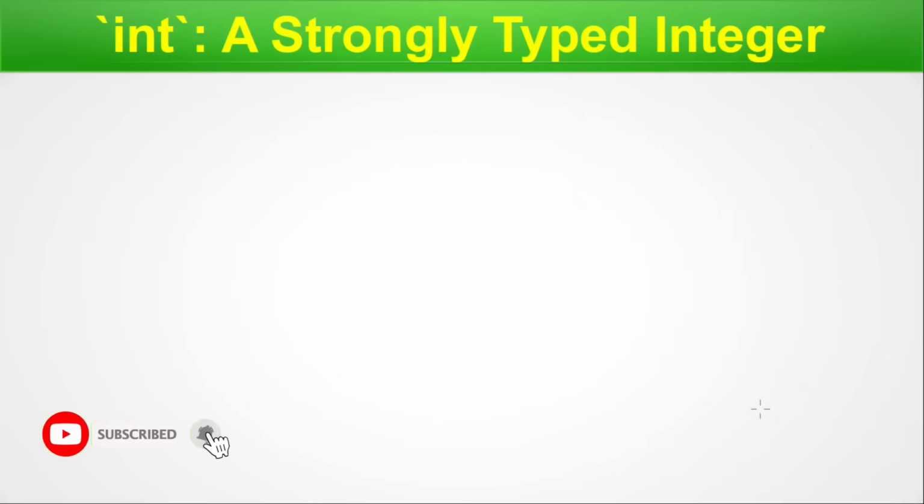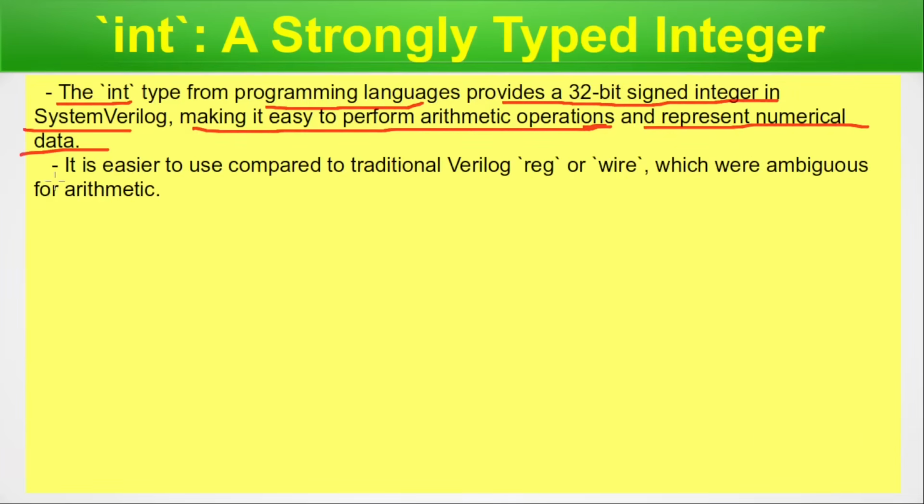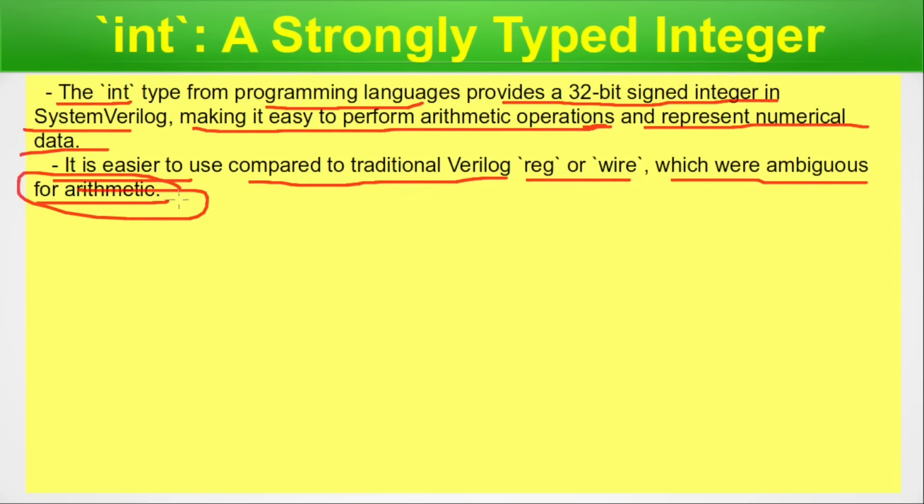Int, a strongly typed integer. Ever get tired of typing logic 31 down to 0 over and over again in the code, or worse, making a small typo in a long signal declaration that breaks your entire design? Now let us see about int. The int type from programming languages provides a 32-bit signed integer in SystemVerilog, making it easy to perform arithmetic operations and represent numerical data. It is easier to use compared to traditional Verilog reg or wire, which were ambiguous for arithmetic. That means sometimes we need to do some arithmetic also.